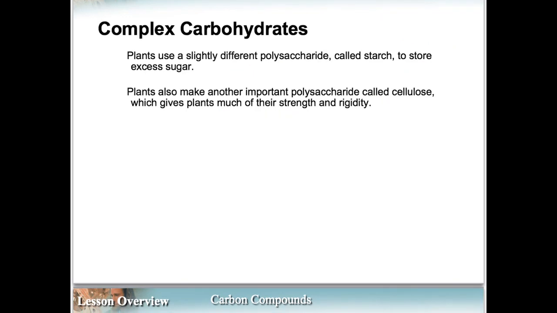Plants do this a little differently. They don't store it as glycogen. Again, they store it as starch. That's their extra sugar. Plants also make another important polysaccharide called cellulose, which gives the plants much of their strength and rigidity.